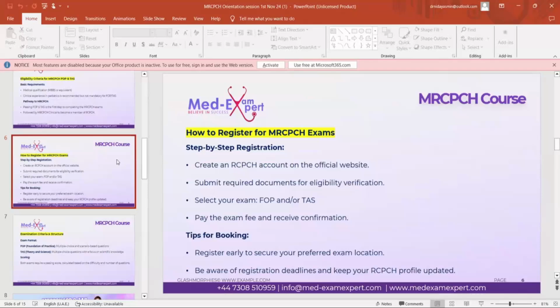It's your choice: you can give the foundation of practice and theory and science in one day, or you can select that in one diet you give the foundation of practice, and in the second diet you give theory and science. Then after registration, you just go ahead, pay the fee, and receive confirmation.